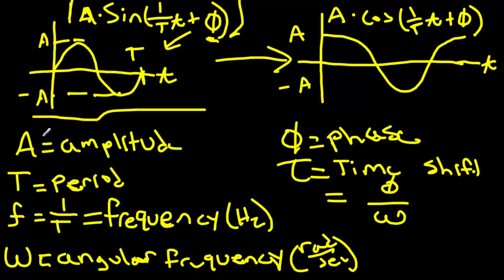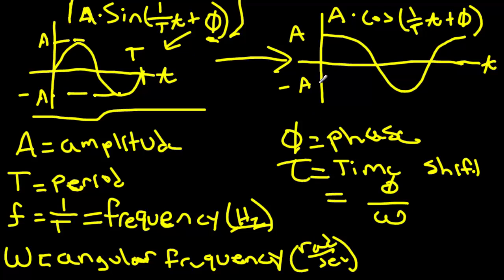So A is our amplitude, T is our period, or how long it takes to complete one cycle. Frequency, our f, is 1 over our period, and that's in hertz. Then we have our angular frequency, which is represented by omega. Omega is in radians per second. We have our phase, and we also have a time shift.